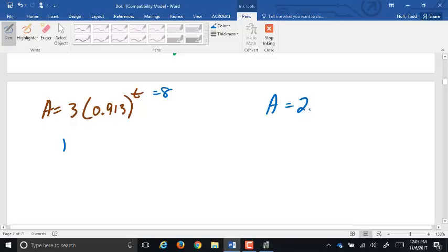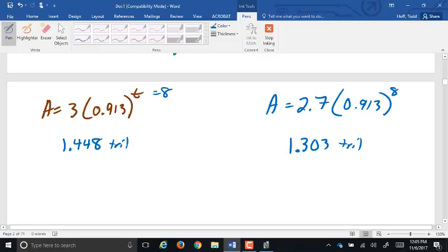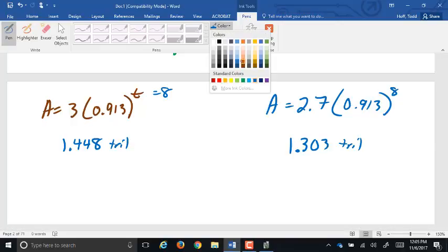Yes, it's going to be 2.7, right? It's 10% less. 1.303, okay. And this one is what? 1.448. Okay. So then what it's asking you is what is the 10% less?